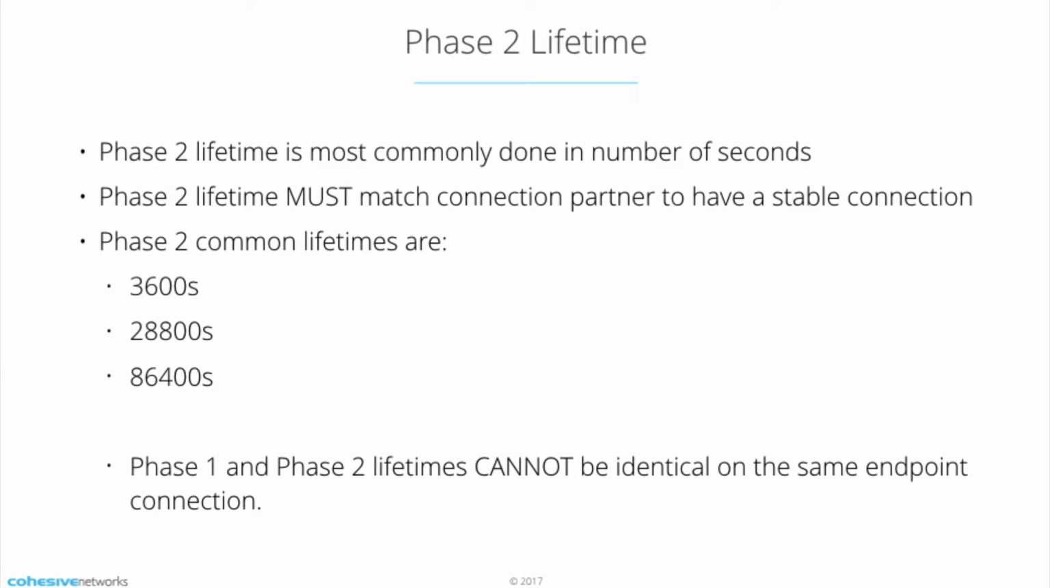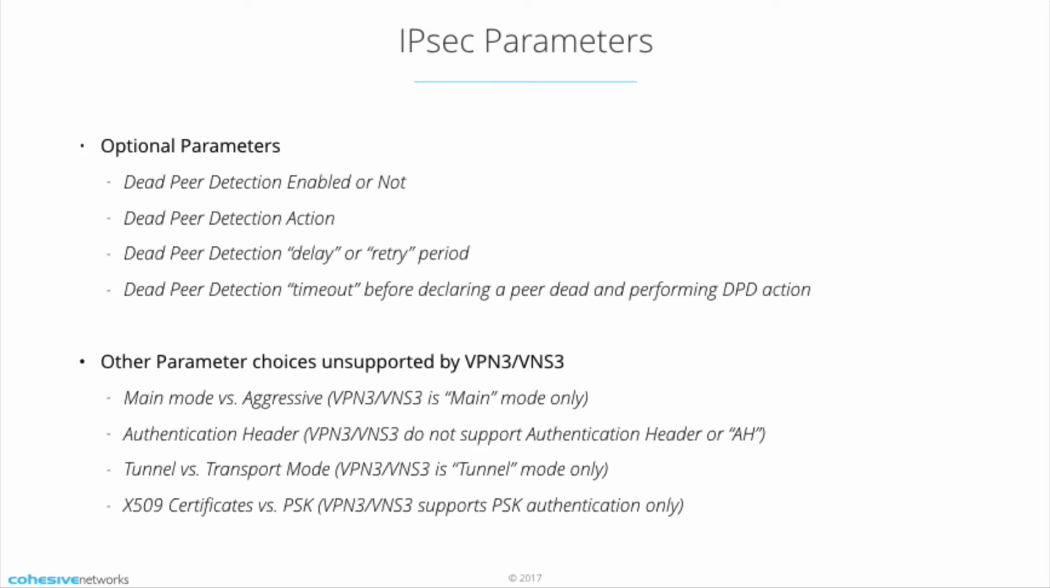Phase 2 lifetime, same thing. Common lifetimes are 3,600, 28,800, and 86,400. The key there is that they can't be different for the same connection. Same rules apply. Then there are a few optional things.